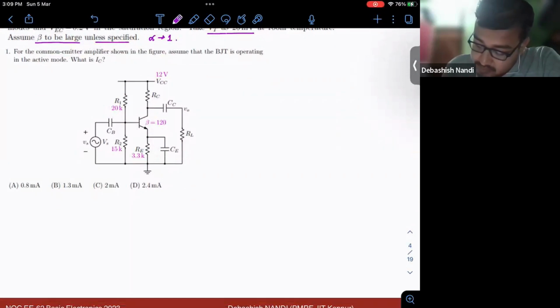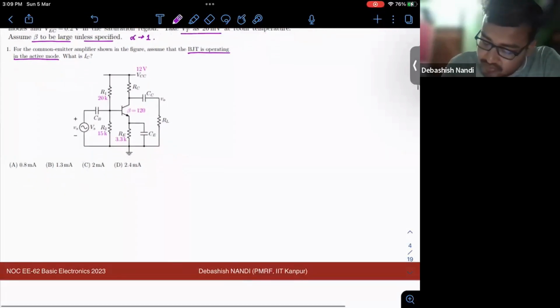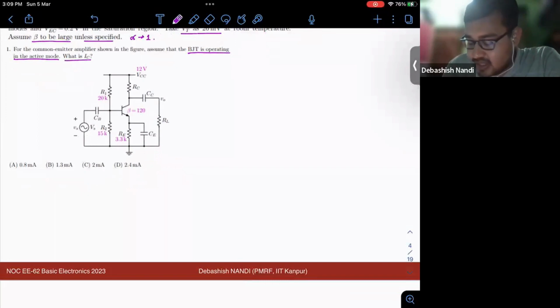A common emitter amplifier is given, and it is mentioned that the BJT is operating in active mode. Why does the BJT need to be operating in active mode? Because we are using it for amplifying operation. If you have gone through the lectures, you will be aware that for amplification applications, we need the transistor to be in forward active mode. They have asked us to find IC, that means the DC collector current.